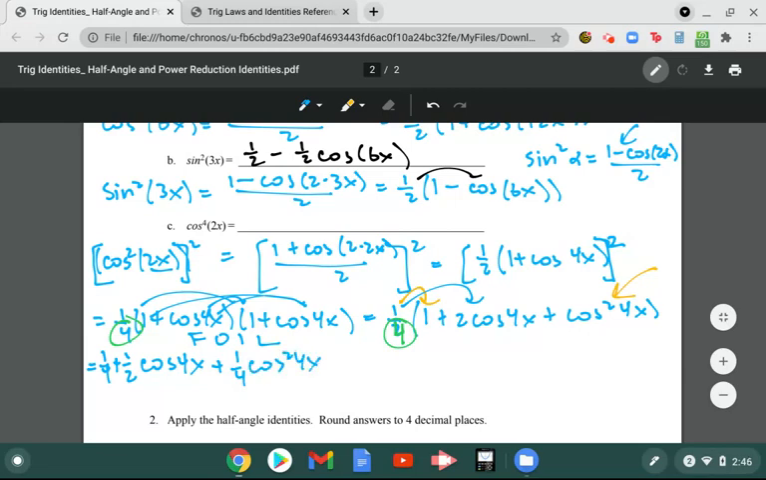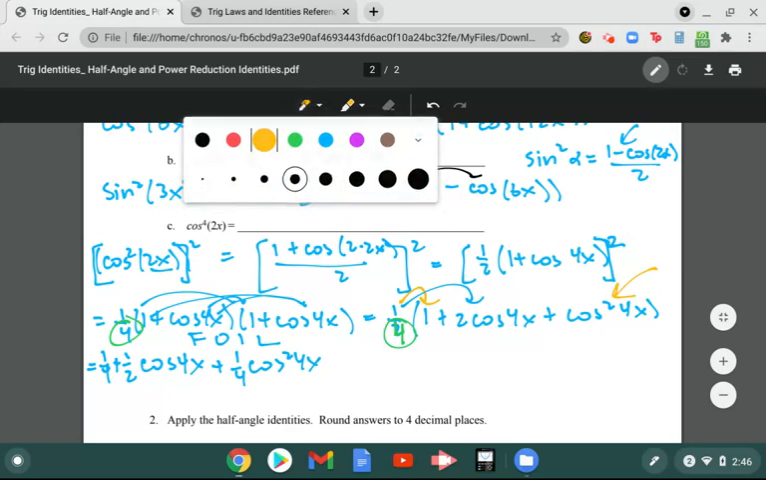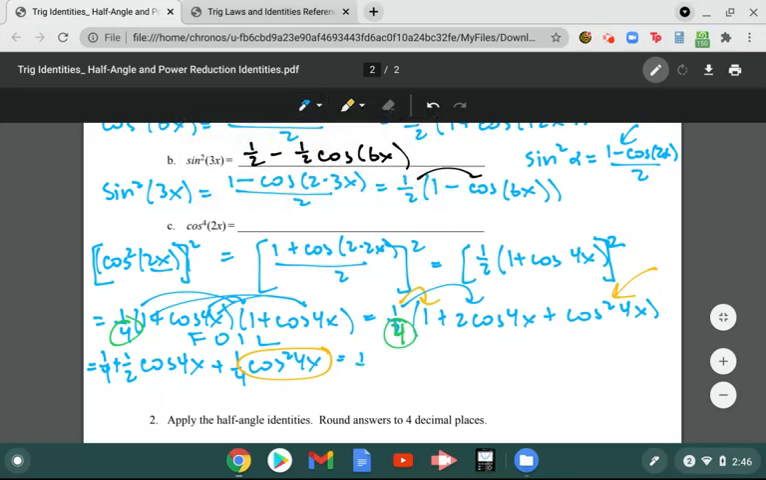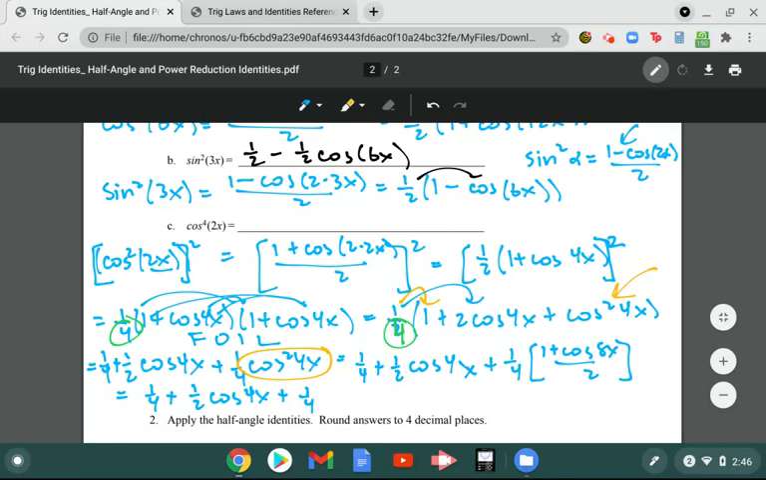cosine squared 4x. I'm going to apply my power reduction formula right here. Everybody else is going to just carry along. So that's the 1/4 plus 1/2 cosine 4x. Those are both done. Plus 1/4. Do our power reduction formula. 1 plus cosine twice my angle now is 8x divided by 2. I can take that 1/2 out in front. So we get 1/4, I'm almost done, I promise, plus 1/2 cosine 4x, plus I have the 1/4.